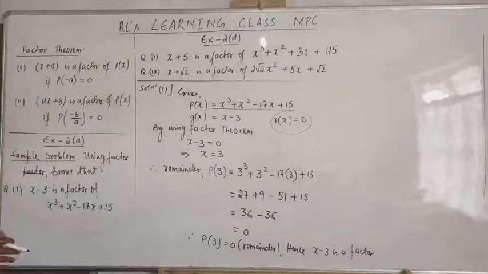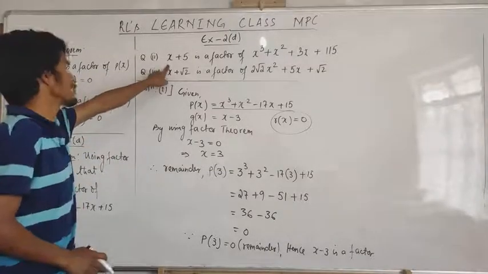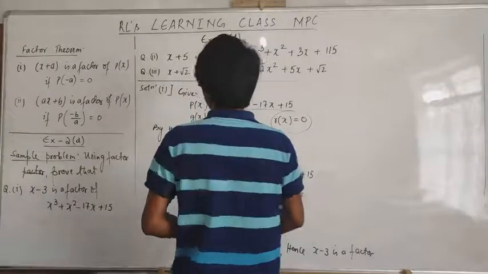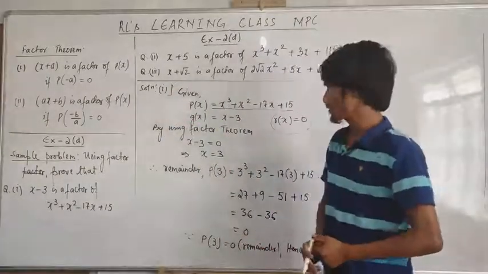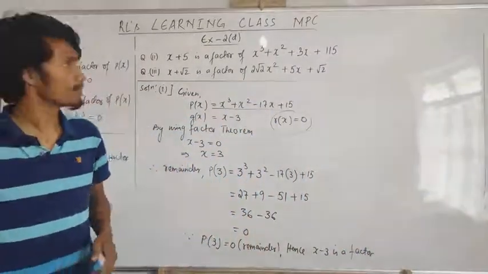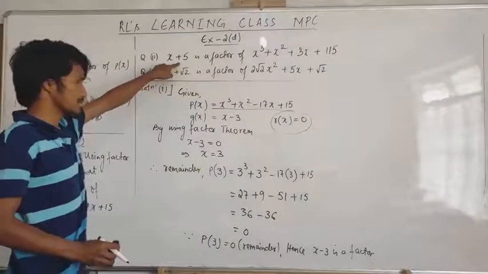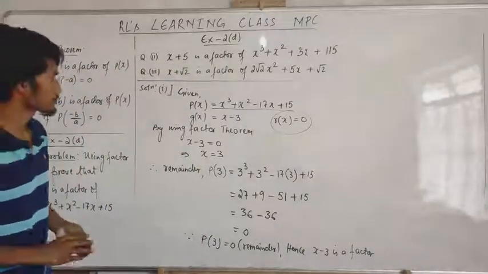Then similarly for this one, x plus 5 is a factor of. Maybe this one also you can try, or let me try for you. Because here is a plus, when you have to solve, you change to minus.